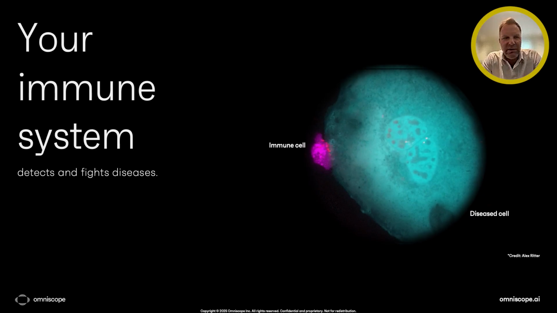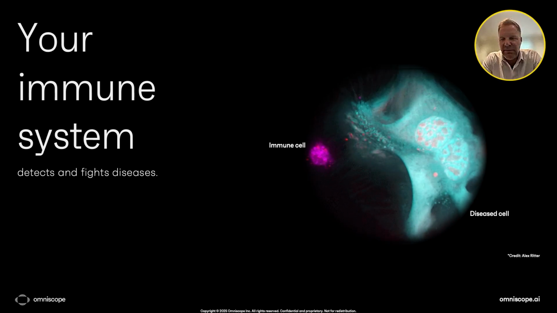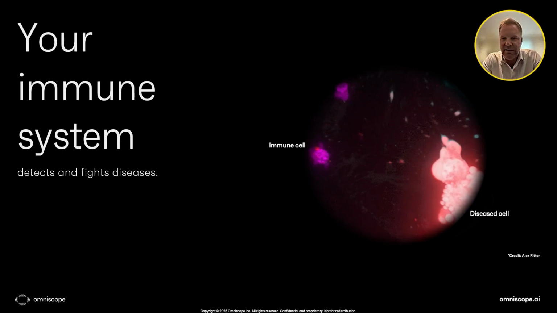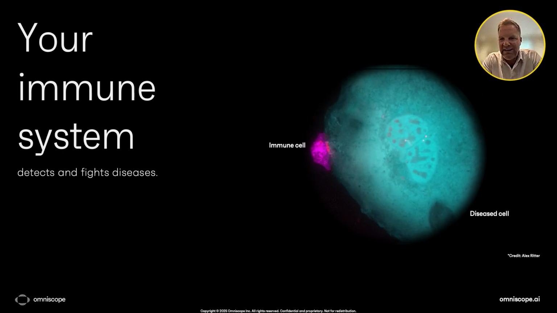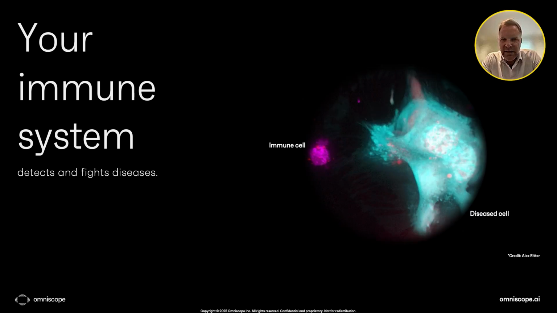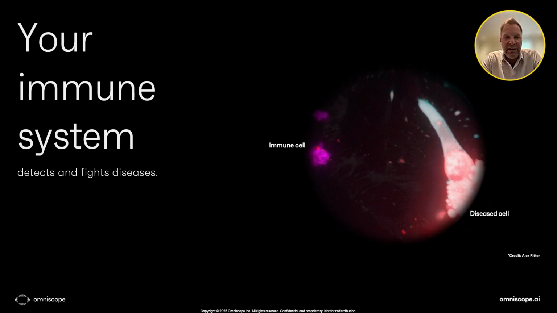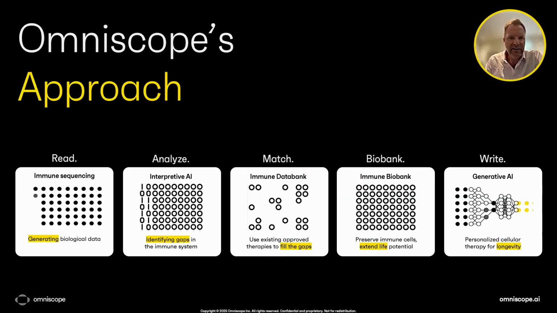At Omniscope, we've developed technology that is deeply reading into the immune system, which, as you all know, has been perfected over the last 500 million years to detect and fight diseases. What you see on the screen is a T cell detecting a diseased cell, in this case a cancer cell, and killing it. This is happening every day, keeping us healthy. And at Omniscope, we developed technology to read this one cell at a time.